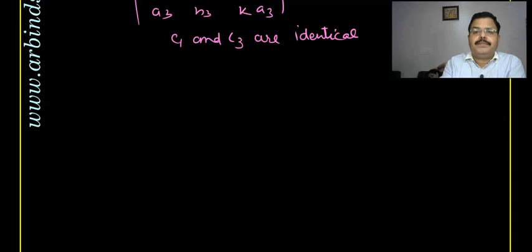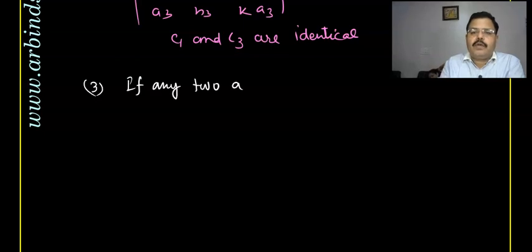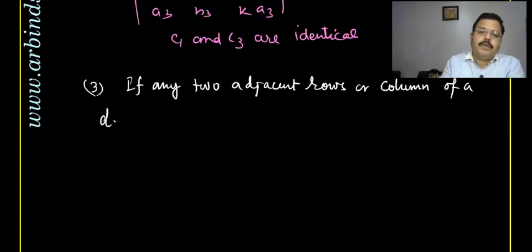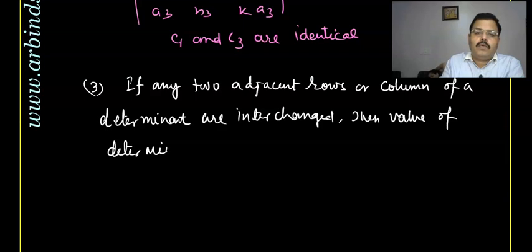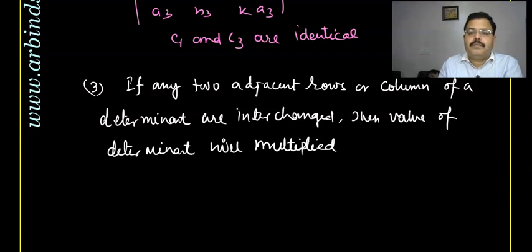The third property is, if any two adjacent rows or columns of a determinant are interchanged, then the value of the determinant will be multiplied by a negative sign.